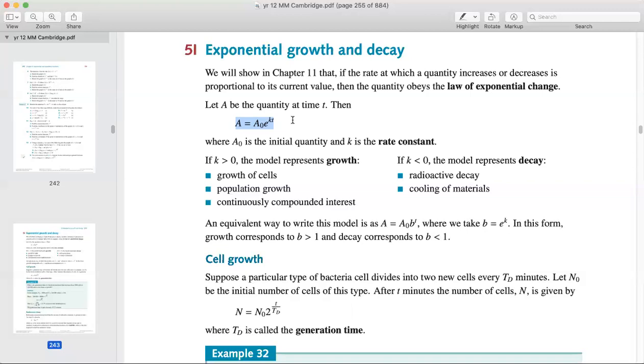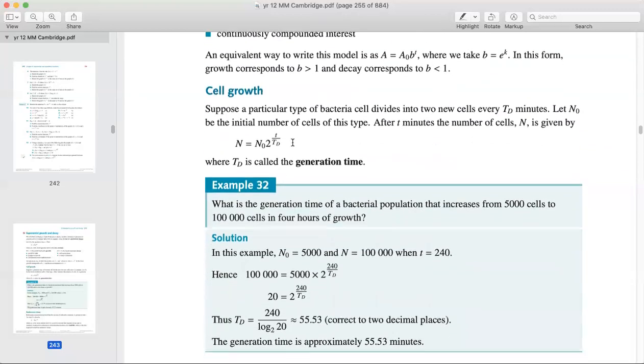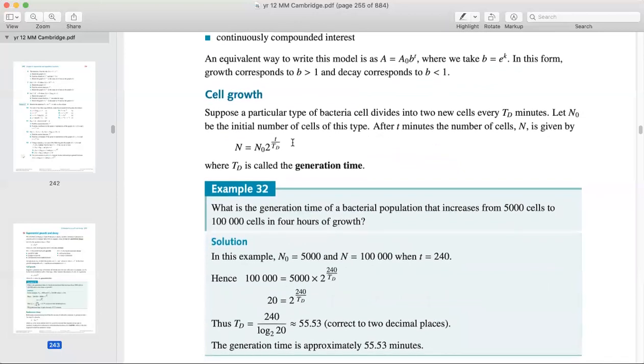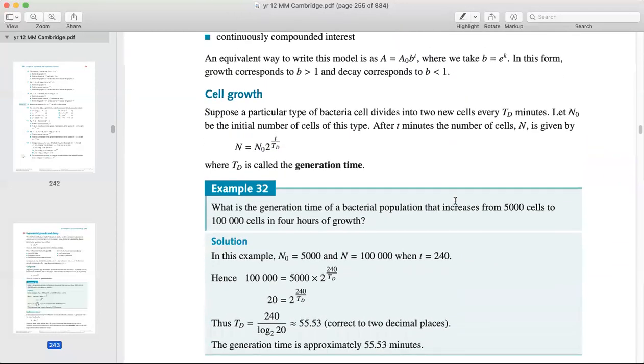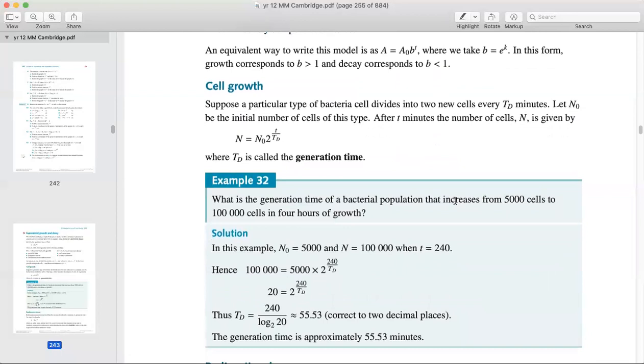Okay, the first example they give us is cell growth. Here we call it TD, which is the generation time. So again, N naught is just like A naught, this 2 corresponds to e over here, and this TD is just like k. It's essentially the same thing, but they write it this way to help you understand a little bit.